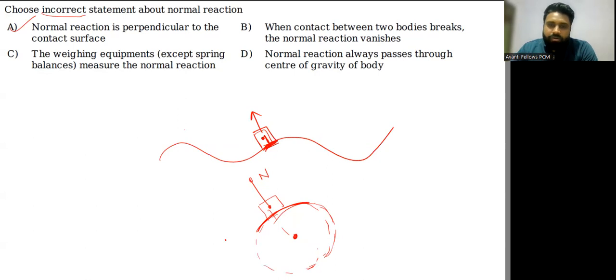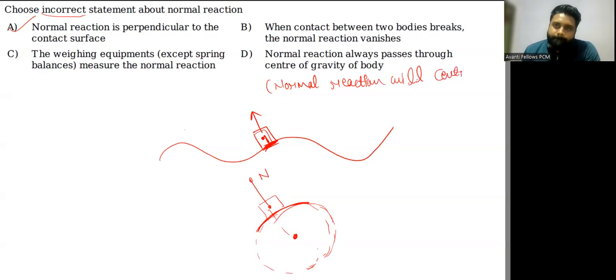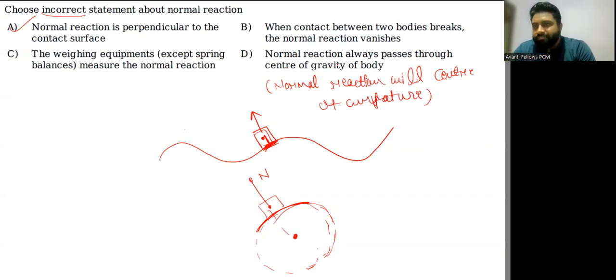So the normal reaction will always pass through the center of curvature. Because if the normal reaction always passed through the center of gravity, then phenomena like toppling would not be possible.